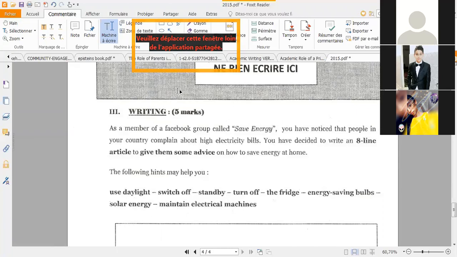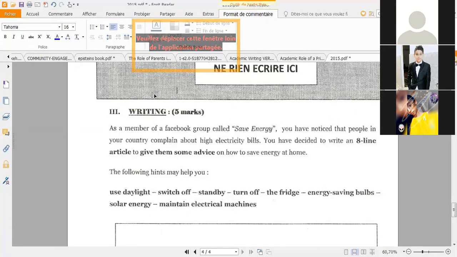I need to give you some notes on how to give advice. Use should, use ought to, use rather or better. You can use I highly recommend, it is advisable that.